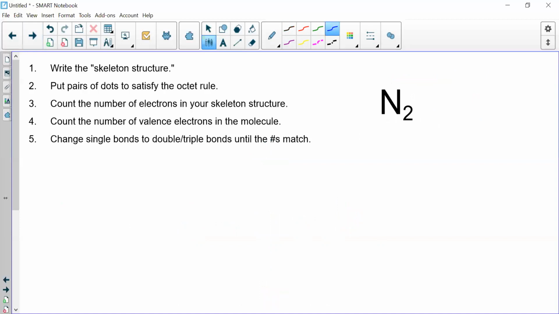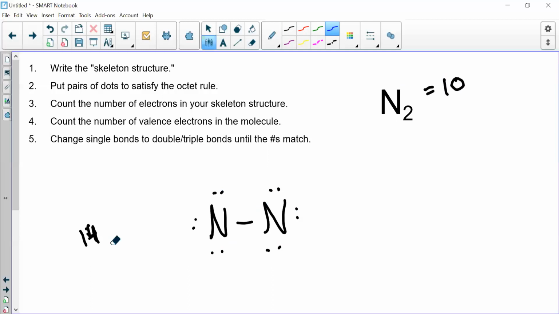N2, the most common molecule around you right now, 78% of the air is nitrogen. N bonded to N. Dots around each N. I think we did this one earlier. Okay, so the dots are done. Let's count them. 2, 4, 6, 8, 10, 12, 14. Nitrogen is 5, and 2 is therefore 10. Notice the numbers don't match. What are we going to do?